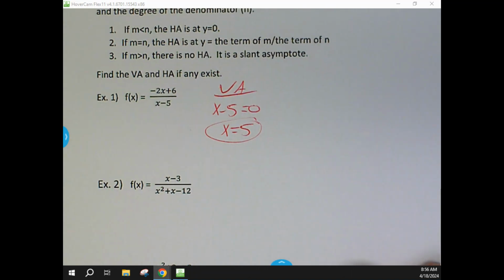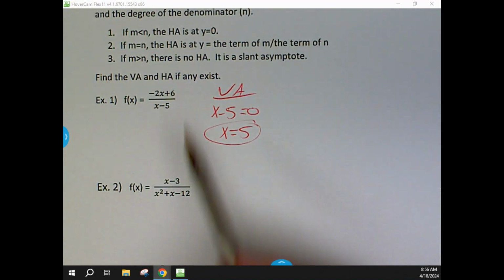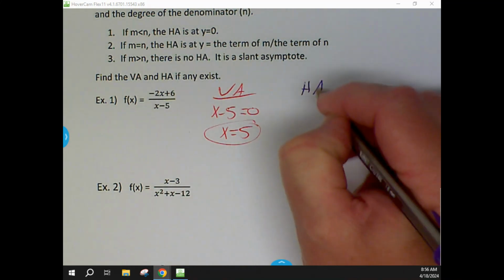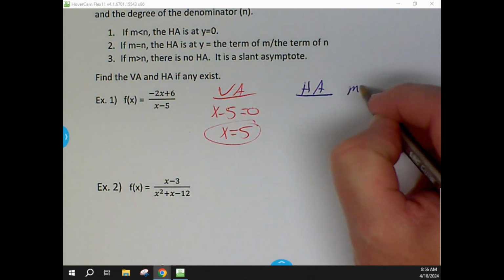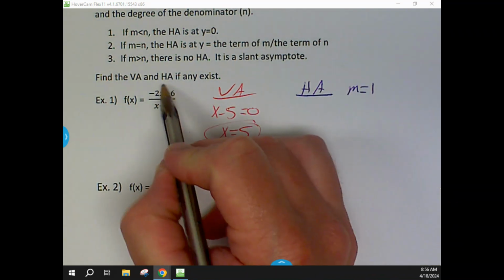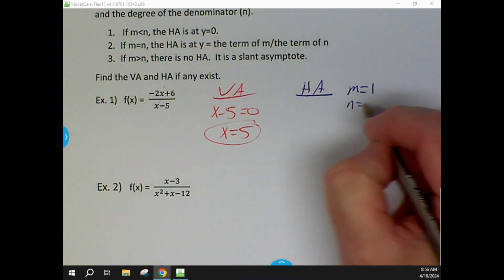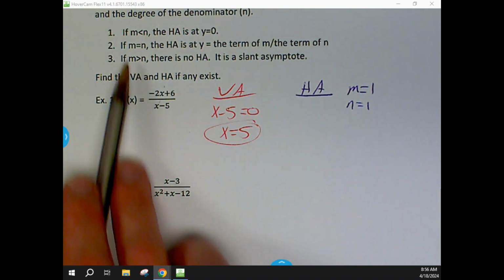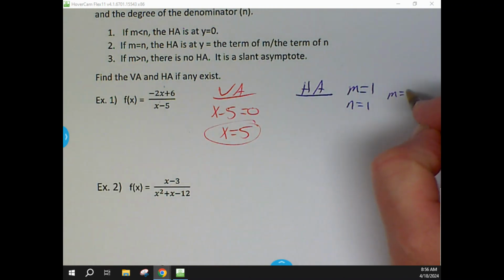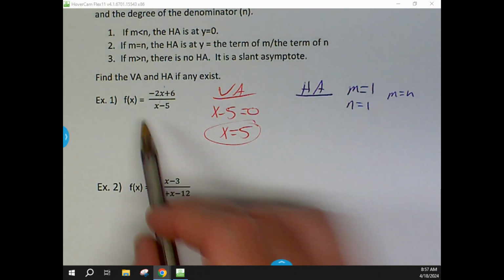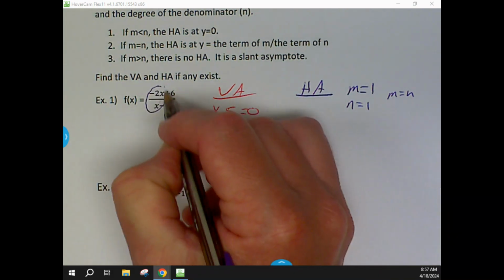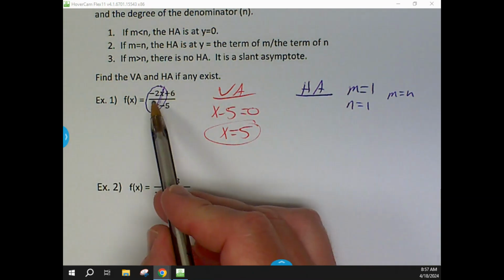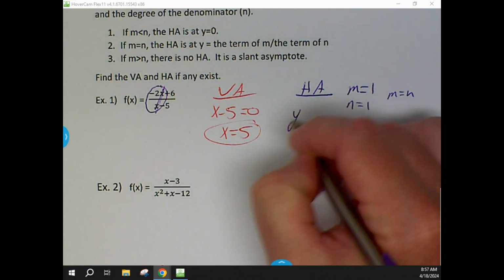Okay. Now for horizontal, here's where the work comes in. For this part, the numerator is degree 1. The denominator, because it's x to the first power, is also degree 1. So in this case, they're both 1, which means m would equal n. So our horizontal asymptote is basically the first two numbers we've got here, and we cancel out the x's. If you cancel out the x's, that leaves you with -2. There you go. There's your asymptote at y equals -2.